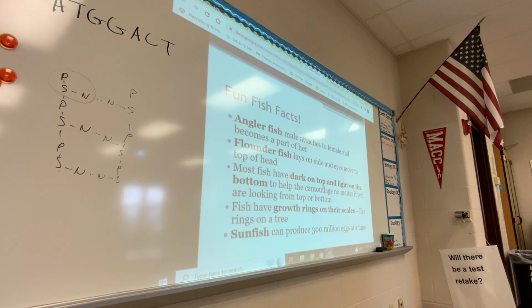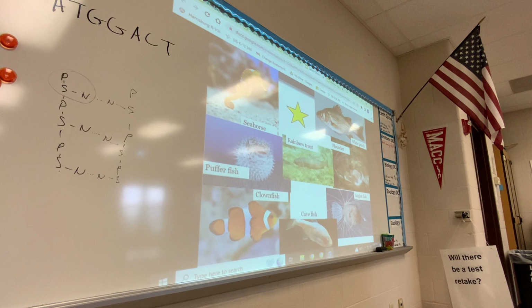Fish have growth rings on their scales, kind of like the rings on a tree, not to help them camouflage, but to help them count how old they are. They go by eggs, but they're trying to. And then some fish can produce 300 million eggs at a time. That's a whole lot of eggs. Way too many eggs.